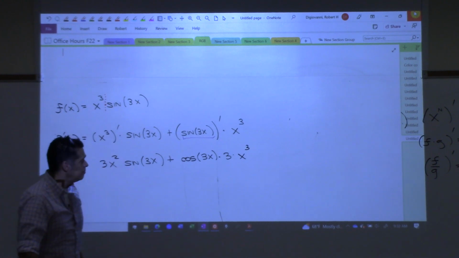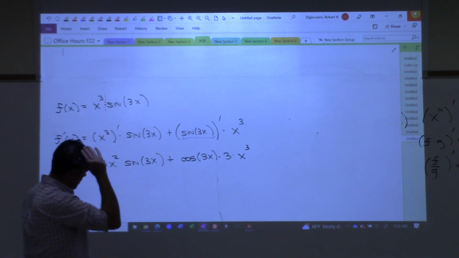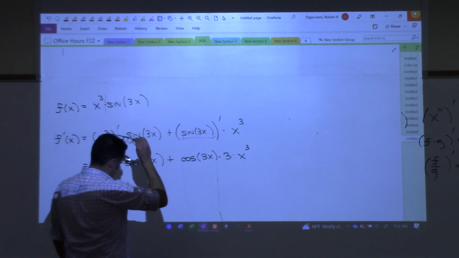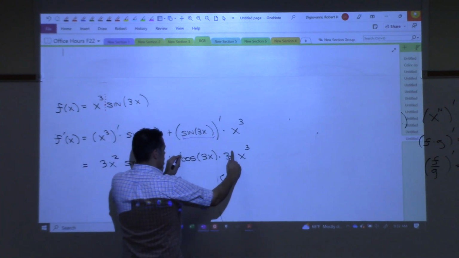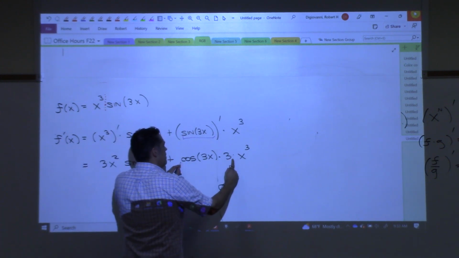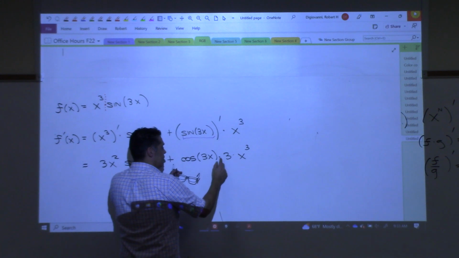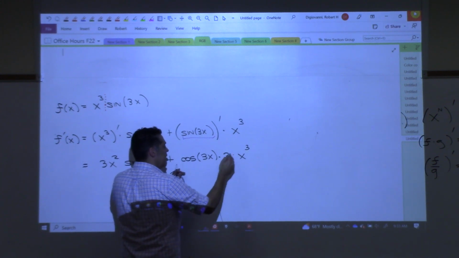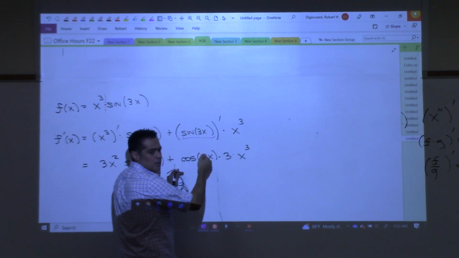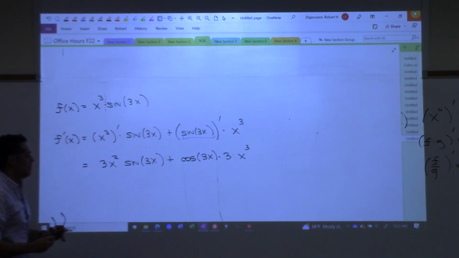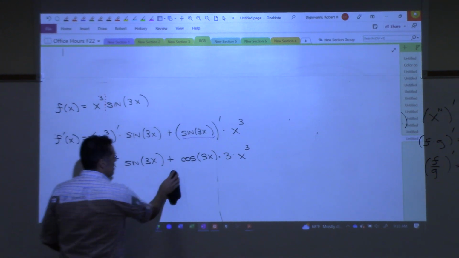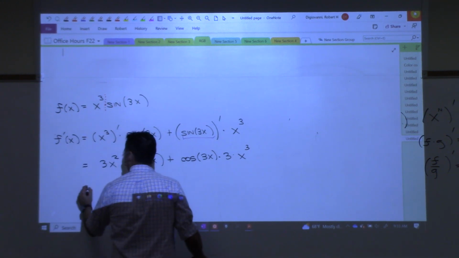Yes? The cosine 3x times. Oh, okay, you're saying, does this need to be in parentheses? Not technically, because this is multiplication, right? So there's no pluses or minuses in here that would require that to distribute. I'm going to write one more line on this, so you can see most likely how this would appear in the back of a book.